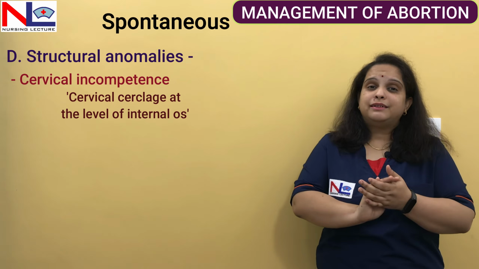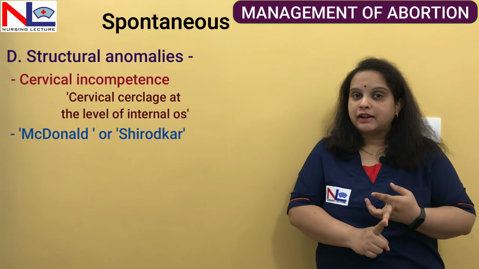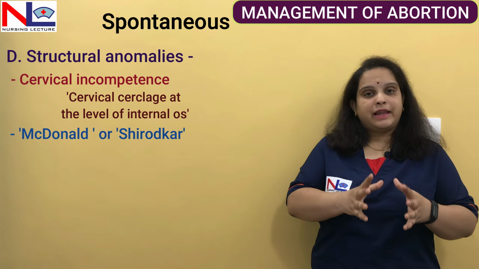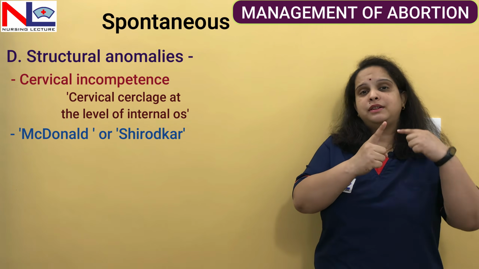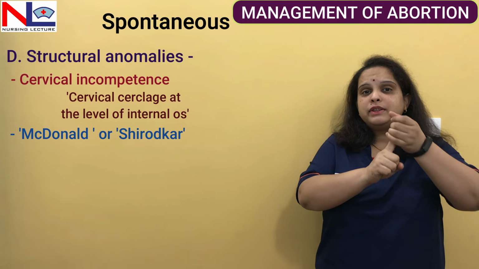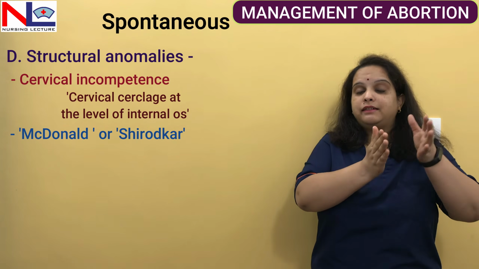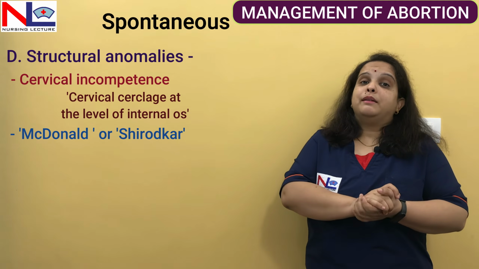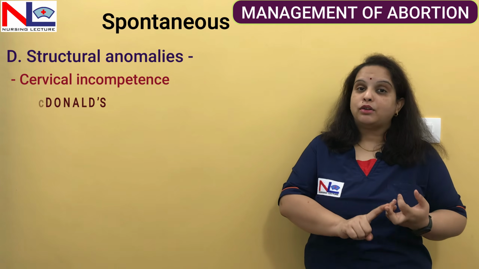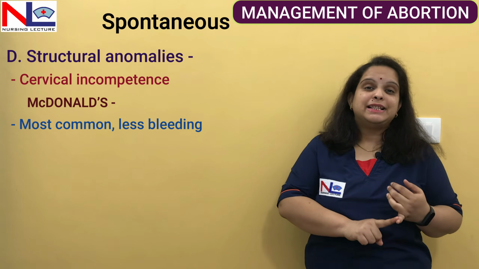Here basically 2 procedures are there. One is the McDonald and the other is Shirodkar's procedure. In either procedure, the principle is the same, that is, just wrap the tape or the suture around the cervical canal at the level of the internal os and reduce the diameter of the cervix, so that it can hold the pregnancy until term. But the most common technique used is the McDonald technique, where the bleeding is less and it requires less technical skill.